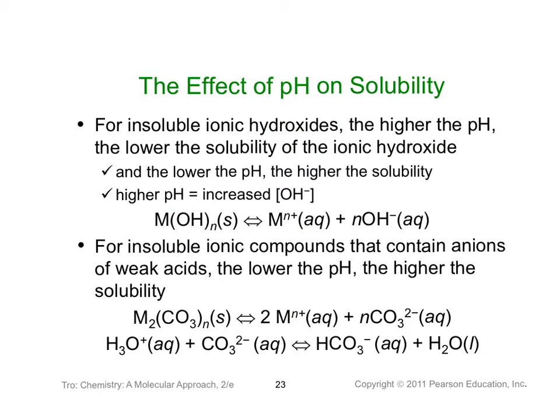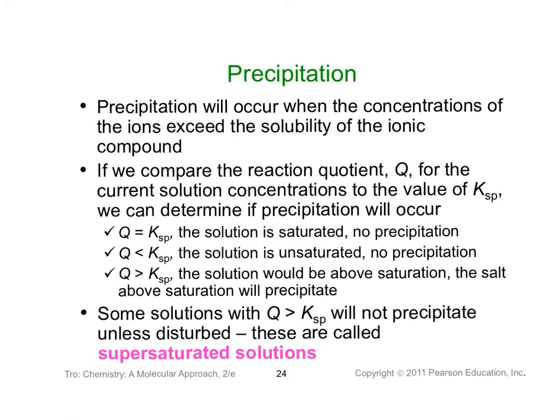There are a lot of ways that pH can affect solubility. For slightly soluble hydroxides, the higher the pH, the lower the solubility. The lower the pH, on the other hand, the higher the solubility. For insoluble ionic compounds with weak acids, the lower the pH, the higher the solubility. So you have to consider what's attached, and then you also have to consider how the pH is going to affect it.